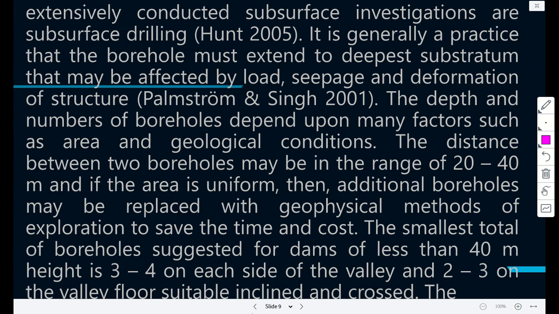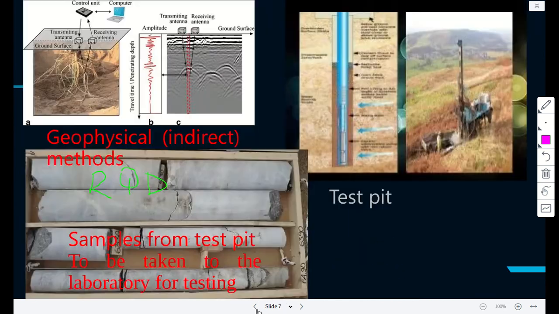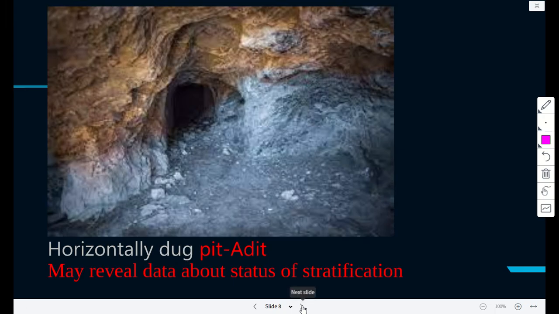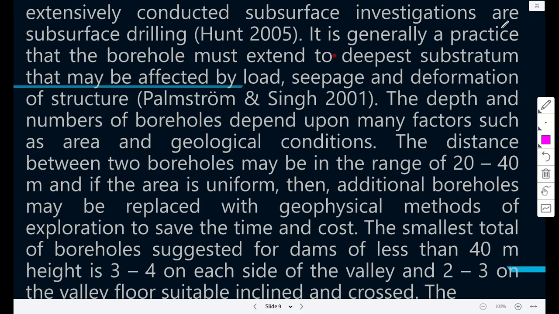So I believe this is a continuation from the, so routinely and extensively conducted subsurface investigations are subsurface drilling. And like I've said, you cannot replace this with the geophysical methods. So it is generally practiced that the borehole must extend to the deepest substratum that may be affected by the load, seepage.